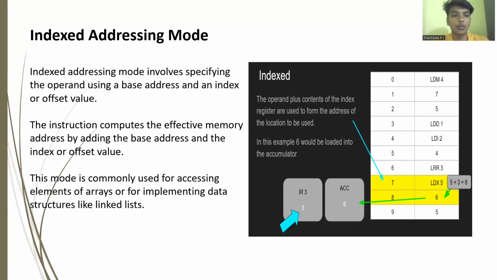Indexed addressing mode. Indexed addressing mode involves specifying the operands using a base address and an index or offset value. The instruction computes the effective memory address by adding the base address and the index or offset value. This mode is commonly used for accessing elements of an array or for implementing data structures like a linked list.